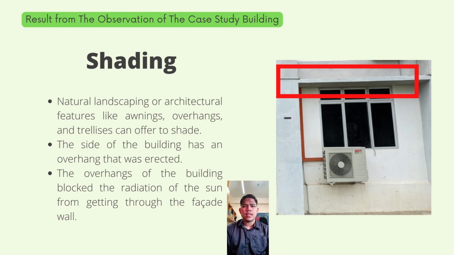Next is shading. Natural landscaping or artificial features like awnings, overhangs, and trellises can offer shade. However, based on the case study, the side of the building has an overhang that was erected as shown in the figure beside. The overhangs of the building block the radiation of the sun from getting through the facade wall. This produces lower natural lighting received by the building.